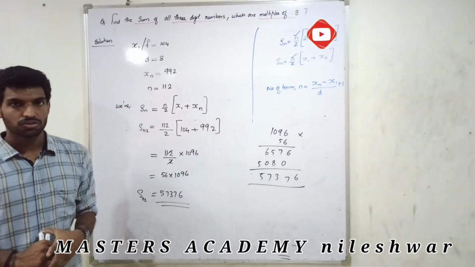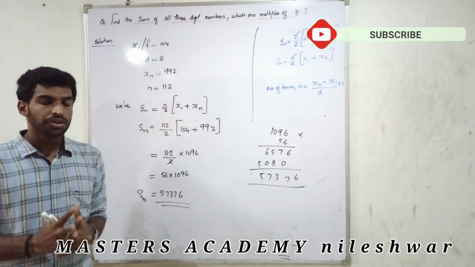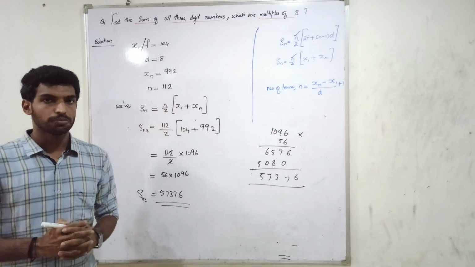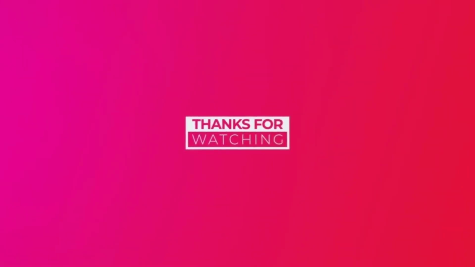So this is the sum of first 112 terms, given the conditions of 3-digit numbers as well as multiples of 8. Understood? So this is about this question, a very important question from the examination point of view.